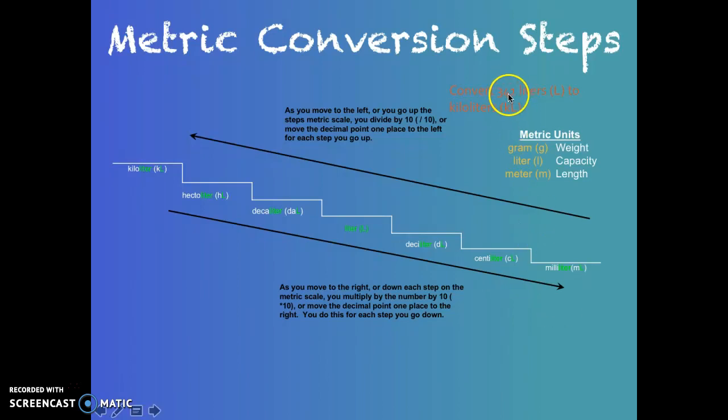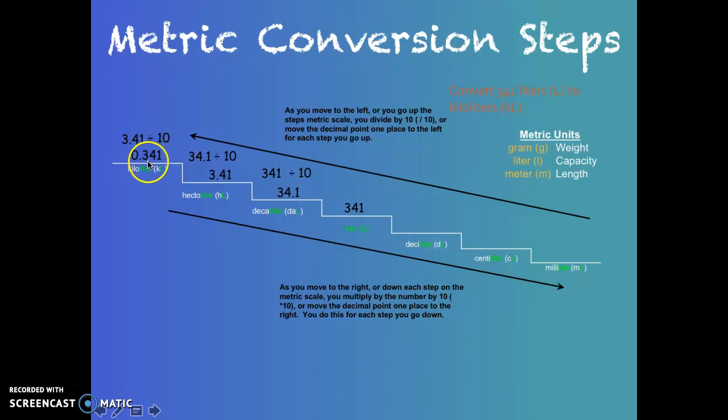Let's try another one. This time we're going to start at liters, 341 liters, and we're going to go up to kiloliters. So this time we're going to be dividing by 10 each time. So our decimal is going to be moving 1 place to the left. Then it's going to move 2 places to the left. There we are.